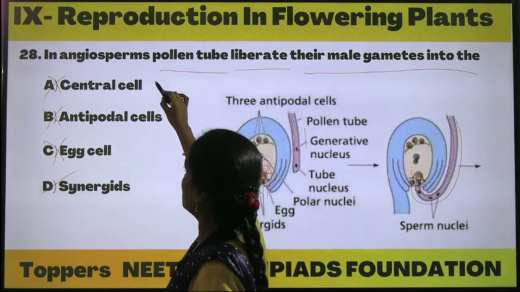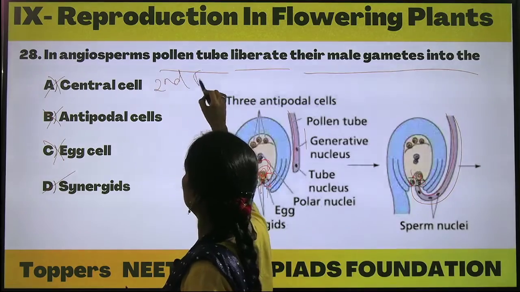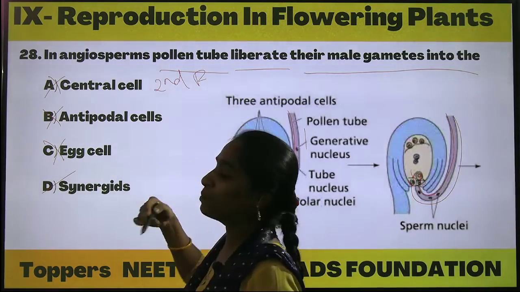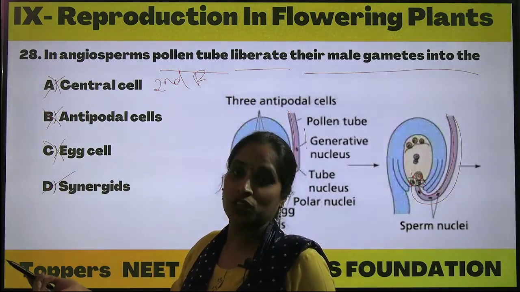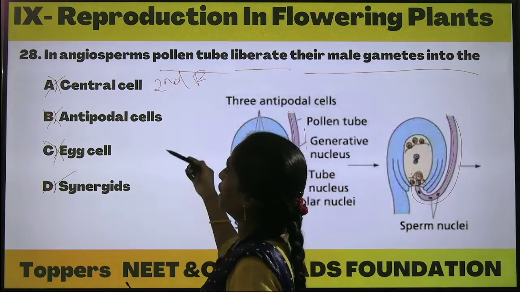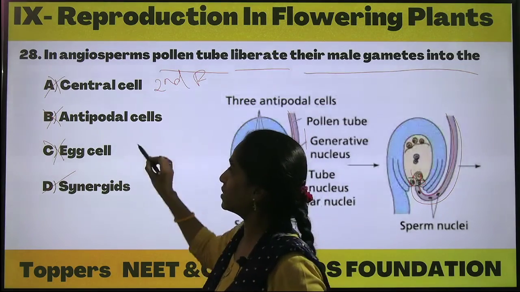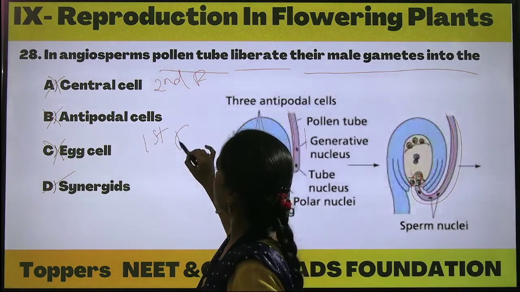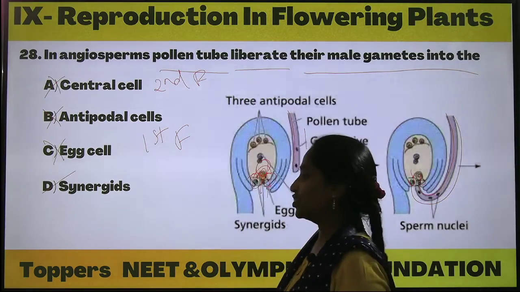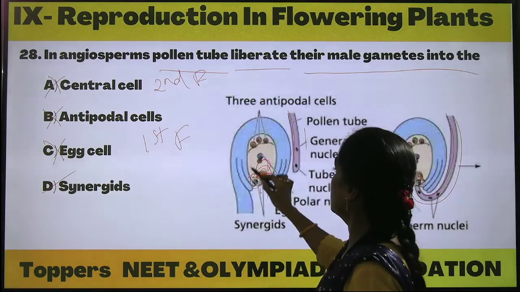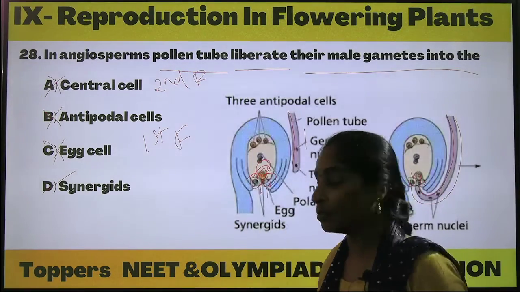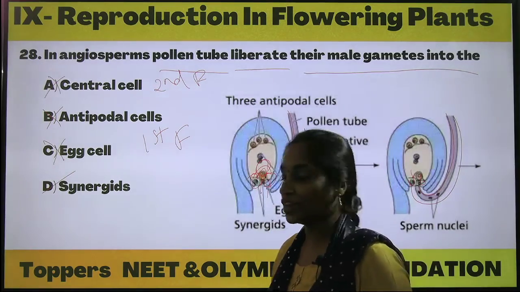The central cell participates in the second fertilization, we have already discussed this many times. Antipodal cells provide nourishment to the embryo for further development into the fruit and all, and the egg cell participates in the first fertilization process. And the leftover one is the synergids, which balances things so that the protrusion does not go towards any other part apart from the egg cell. Right?